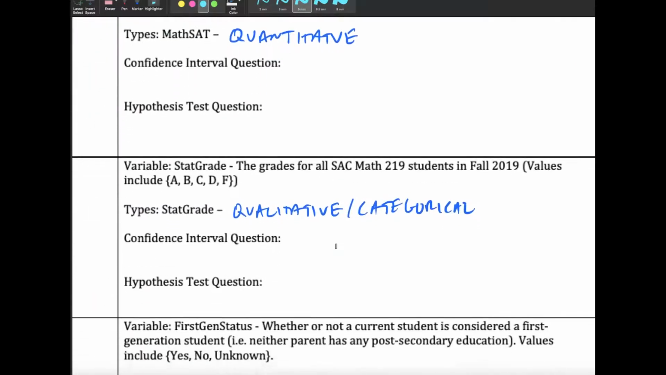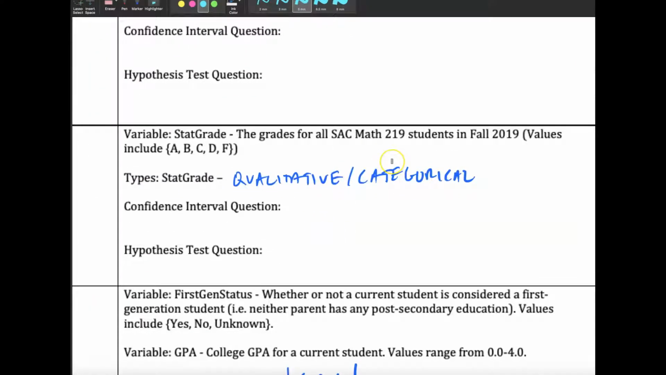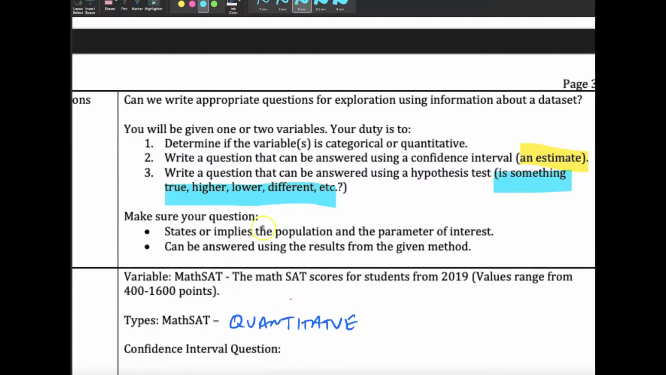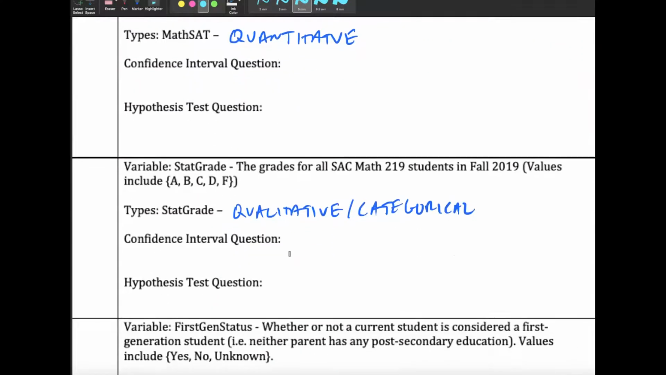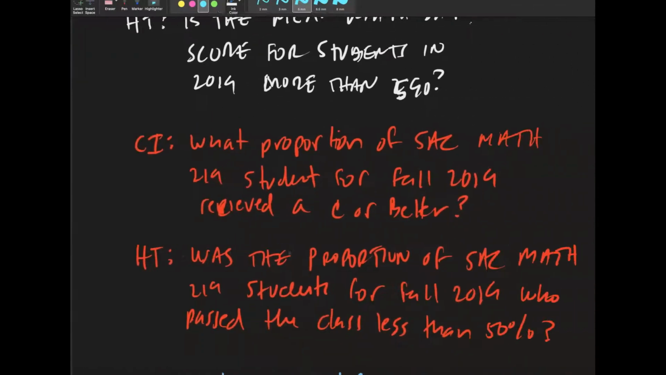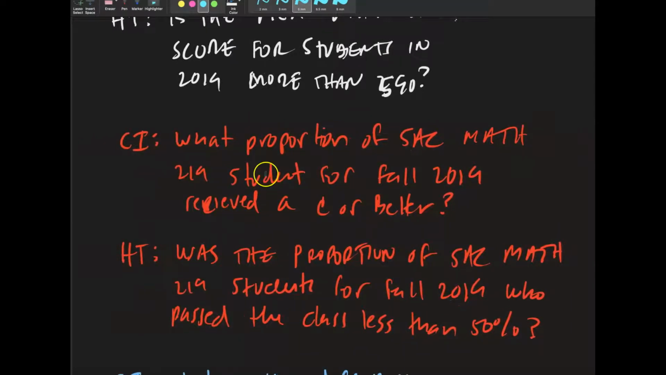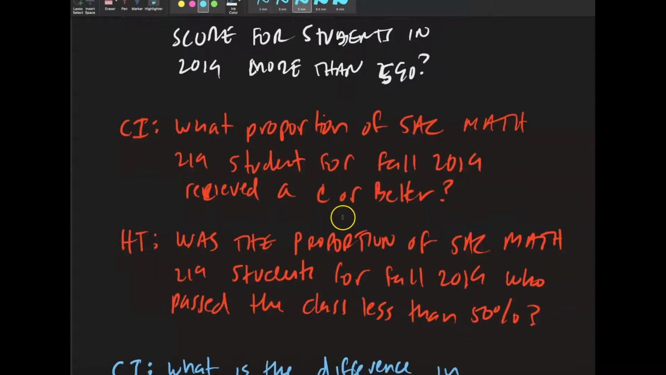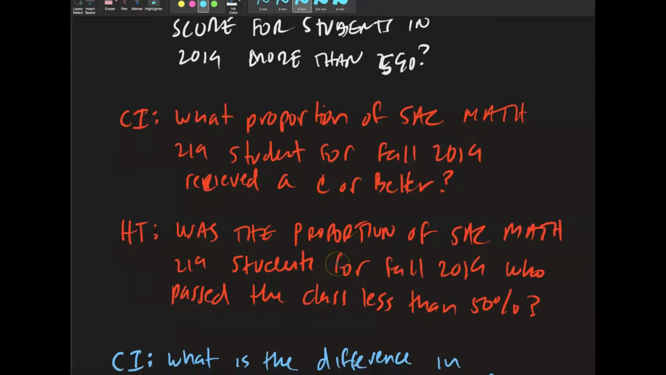Let's look at another variable. A qualitative or categorical variable is your grades: SAC Math 219 students in fall, their grades. A confidence interval is an estimate. With hypothesis tests, you're going to test whether something's value is true, or higher, or lower. Here are my examples in red. What proportion of SAC Math 219 students, the population and parameter, for fall 2019 received a C or better? I want an estimate. We have a sample and we want to estimate the population.